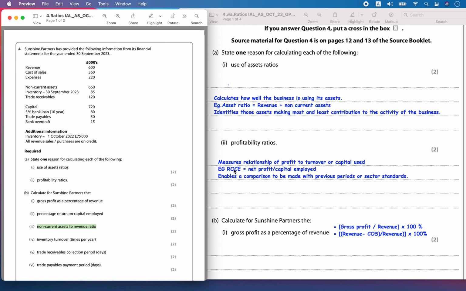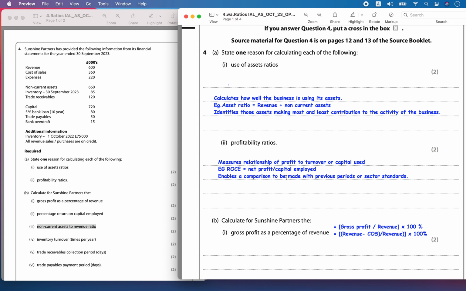Profitability ratios, we know there are so many, so I have taken an example, you give one example like ROCE, where it is net profit over capital employed. It measures the relationship between the profit and the capital used, profit to the turnover or the capital used. So this might help in comparisons of different profitabilities made over the previous years.